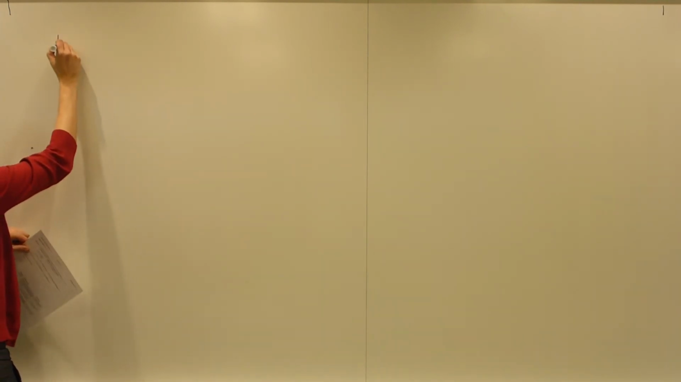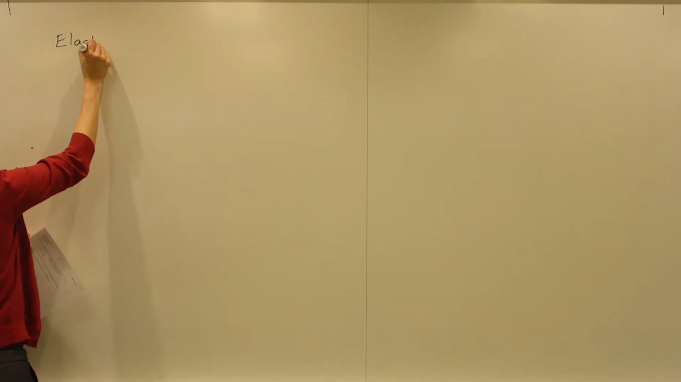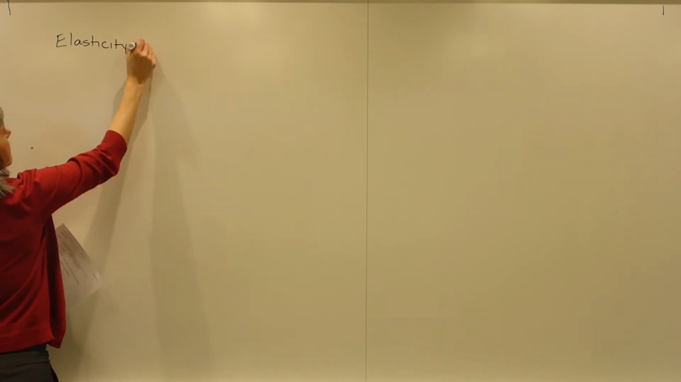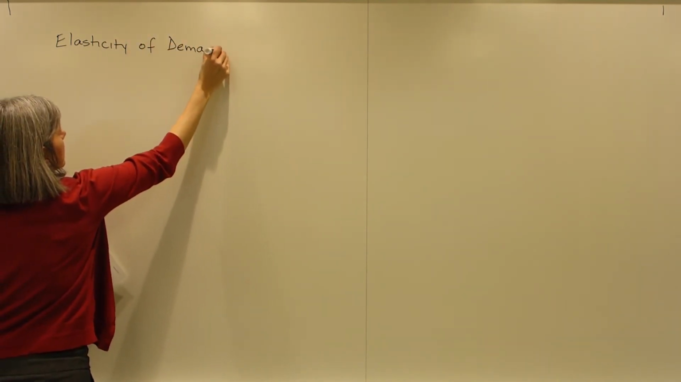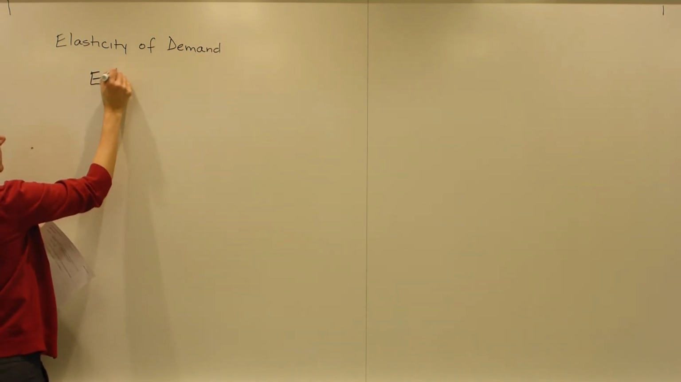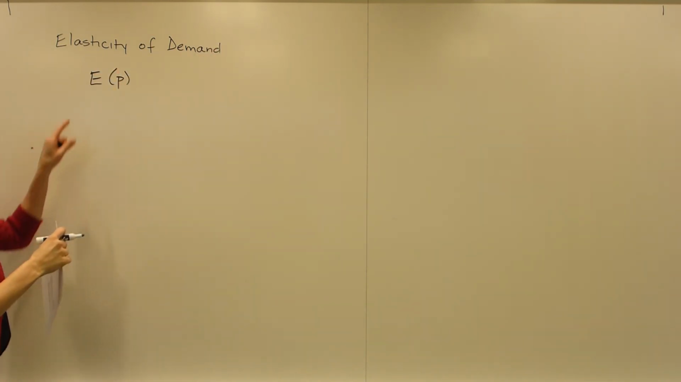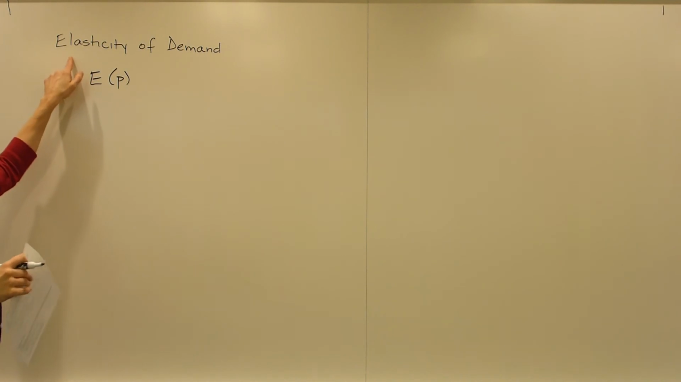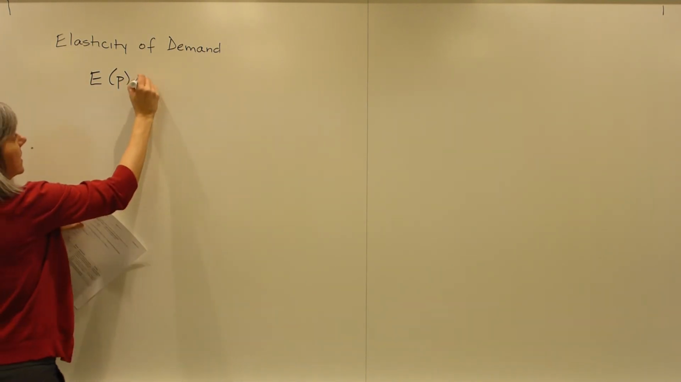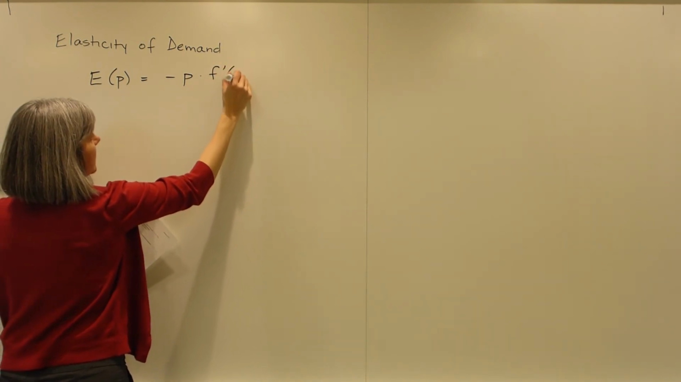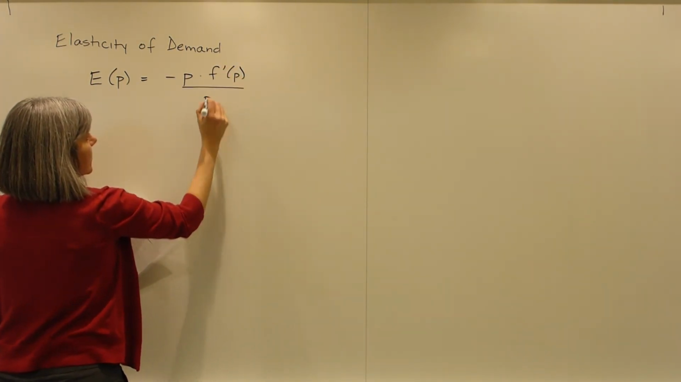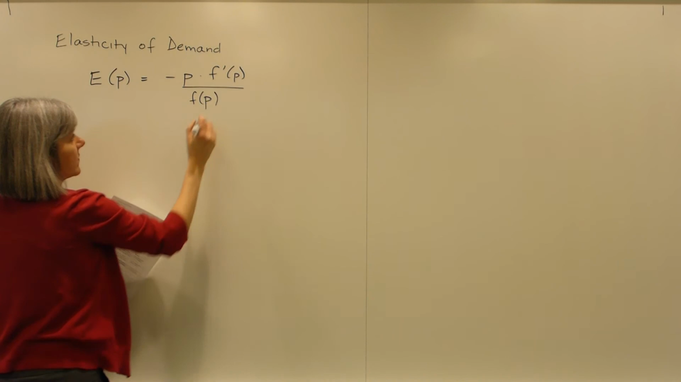All right, so I'm going to define it for you. This is the elasticity of demand. E of P, very creative, elasticity. It's going to be minus P times F prime of P all over F of P.